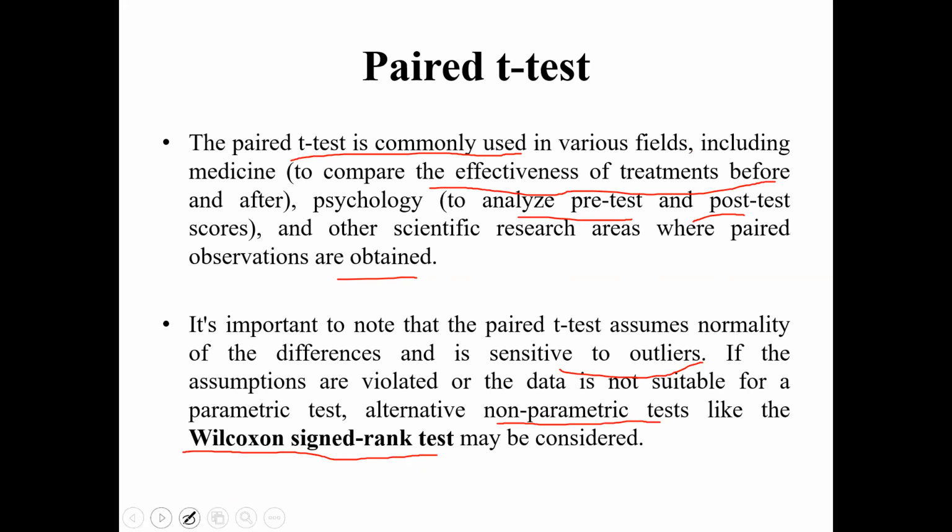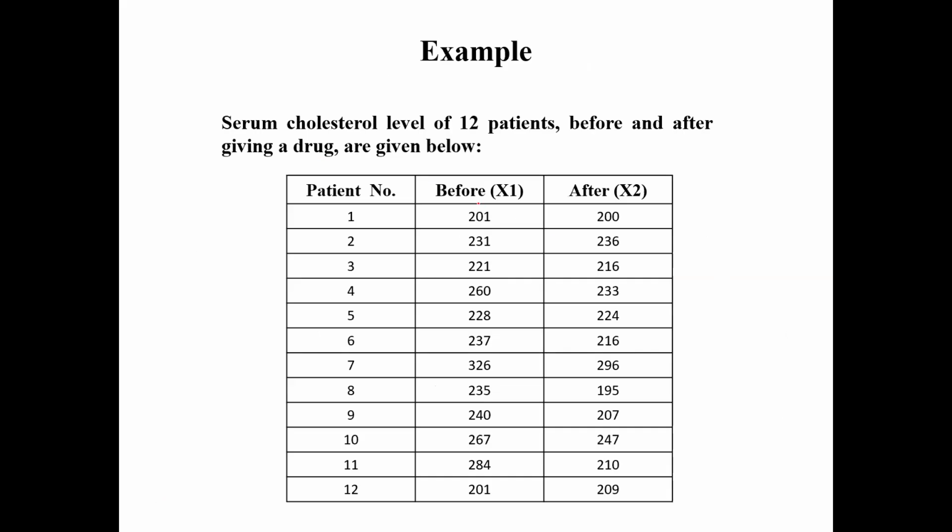Now we have one example we can understand. For example, we are measuring serum cholesterol level for 12 patients. Here we have patients numbered from 1 to 12, and we are going to provide some drug to reduce cholesterol. We are going to check whether the drug is effective in reducing the serum cholesterol level for these 12 patients or not.